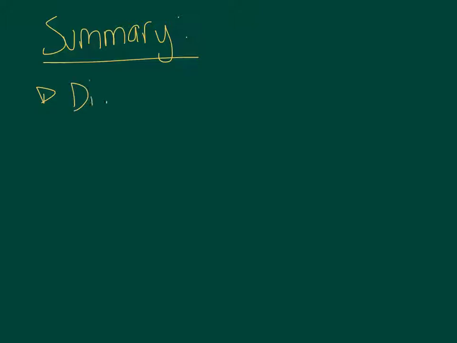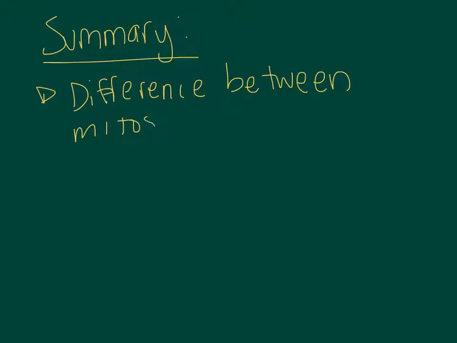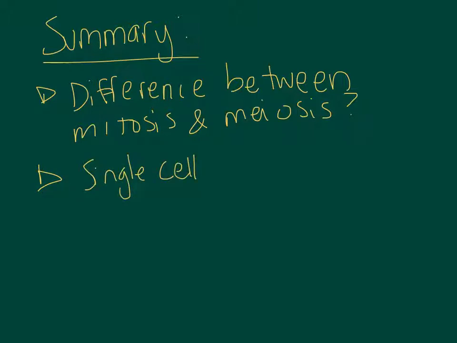So to wrap up, I kind of just wanted to summarize where we've been and to give you a chance to think about what you've learned. So in our summary, I wanted to make sure we talked about what is the difference between mitosis and meiosis. Is there a difference, and if so, what is it? I also wanted to talk about how you went from being a single cell to many cells. How does that happen?